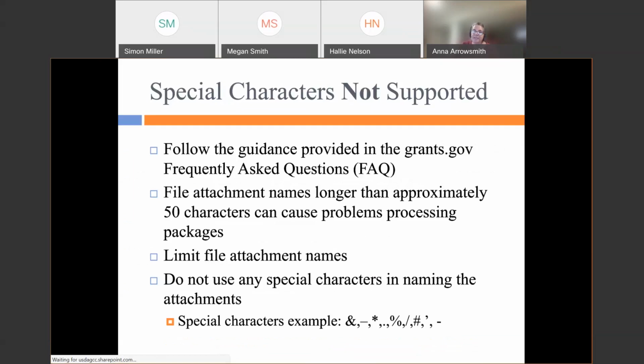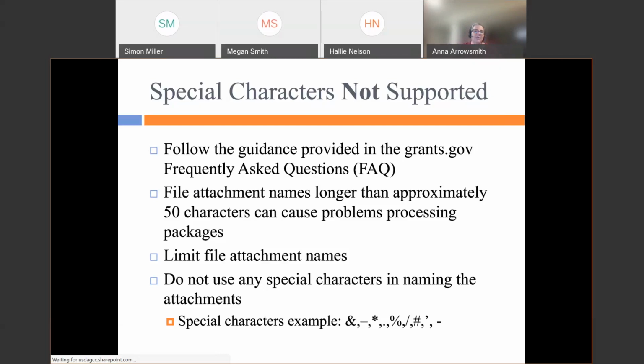All applicants must follow the grants.gov guidance on file naming conventions. To avoid submission issues, we want you to please follow the guidance provided in the frequently asked questions section on grants.gov. In particular, you want to limit the character length of your file names. So you don't want "FY 2021 SNAP budget narrative for XYZ state and XYZ county," and it just goes on and on. That can cause some problems with the system. We don't want any files to inadvertently become corrupted because of that.